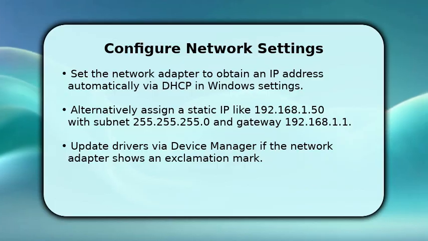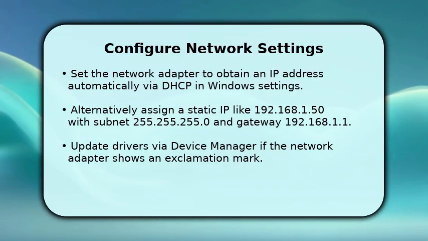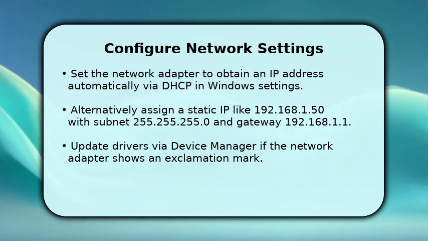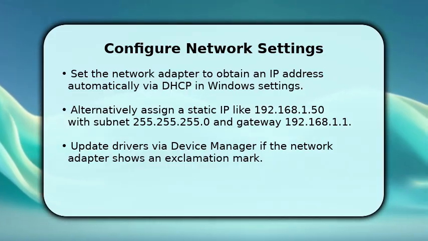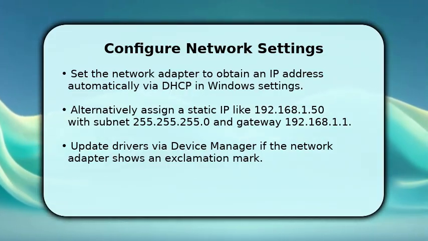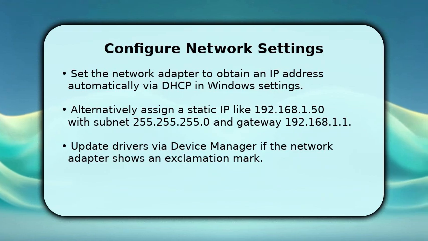If you need a fixed address, assign a static IP such as 192.168.1.50 with subnet 255.255.255.0 and gateway 192.168.1.1.